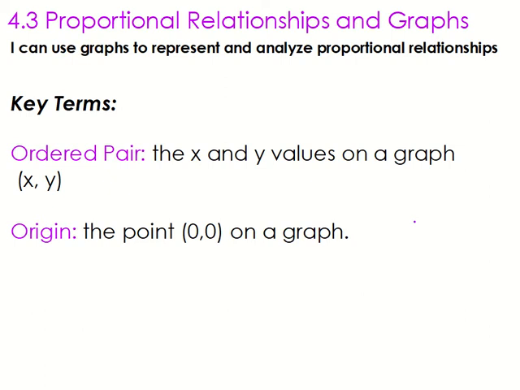So our two terms for today: an ordered pair is the x and y values on a graph. Remember that x always comes first and then y on a graph. Also remember that the x is the part that goes left and right, and the y is the part that goes up and down. Okay, and then the origin is the point 0, 0 on a graph. It's right in that middle. When we look at a graph, it's this one right here, 0, 0.